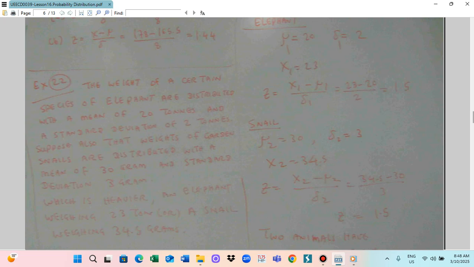And also we have to calculate for the snake. For the snake, the mean is given as 30 grams. So this is mu 2 is 30. And also for the snake, standard deviation is 3 grams. So delta 2 is 3.